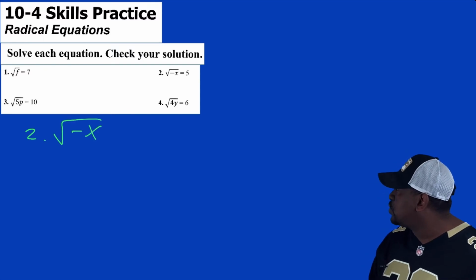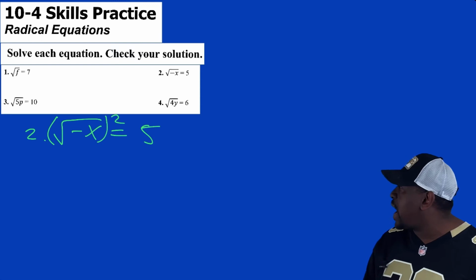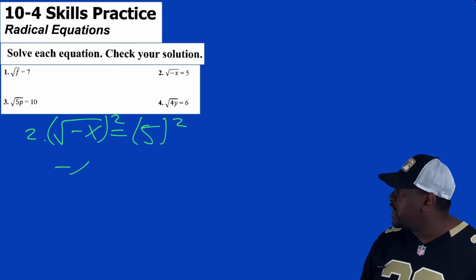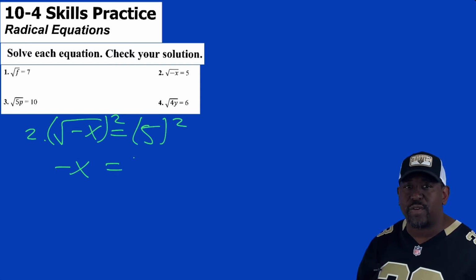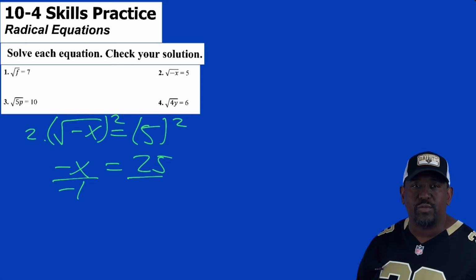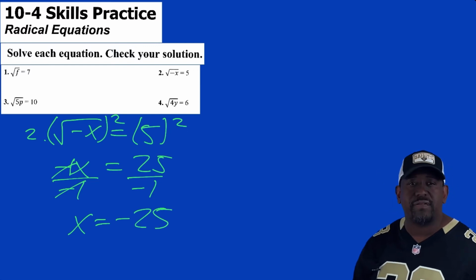So let's go to 2. We have the square root of negative x equals 5. To get rid of the radical, we square both sides. We end up with negative x equals 5 squared, which is 25. To get rid of the negative 1, we divide both sides by negative 1. x is going to equal negative 25.